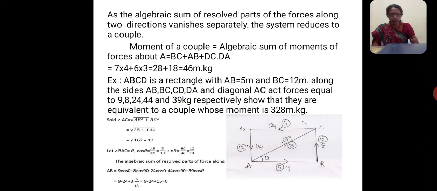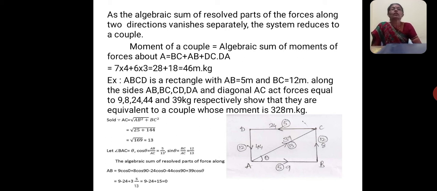As the resultant sum of resolved parts of the forces along two perpendicular directions vanishes separately, the system reduces to a couple. Therefore, the moment of the couple equals the algebraic sum of moments of forces about A, equal to BC into AB plus DC into DA. That equals 7 into 4 plus 6 into 3, that is equal to 28 plus 18, that is equal to 46 meter kg.